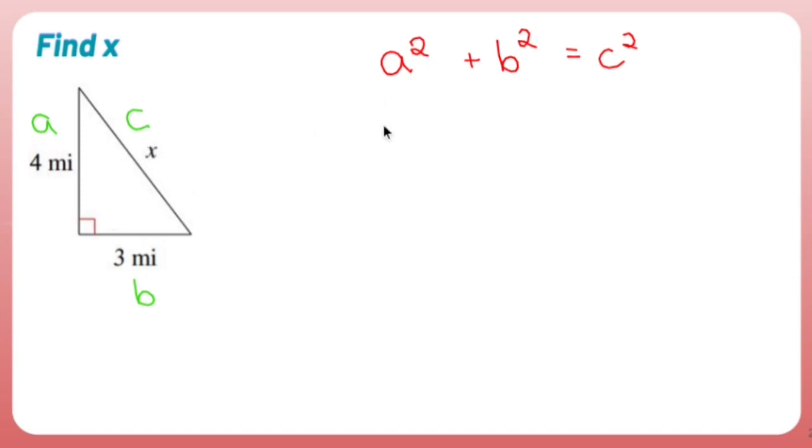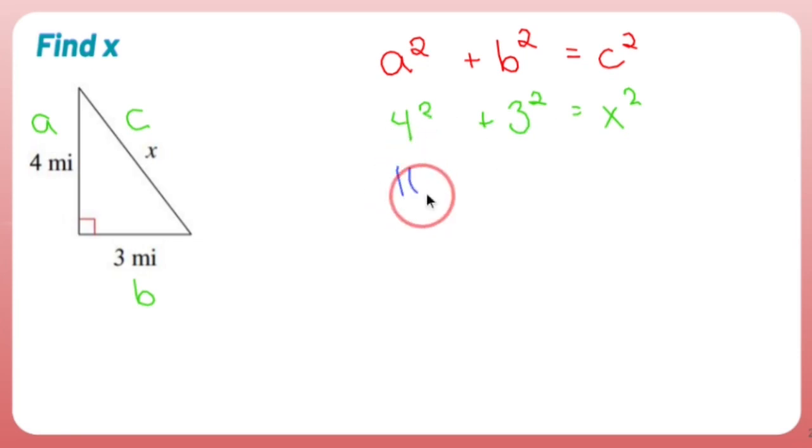Now I plug them into the formula. A I called 4, so 4 squared. A fun game to play. B I called 3, so 3 squared, and C is x squared. Whenever you're doing the Pythagorean theorem, whether you're finding a missing hypotenuse or a missing leg, the second step is always to simplify these numbers.